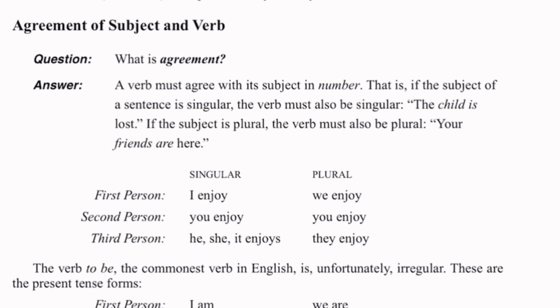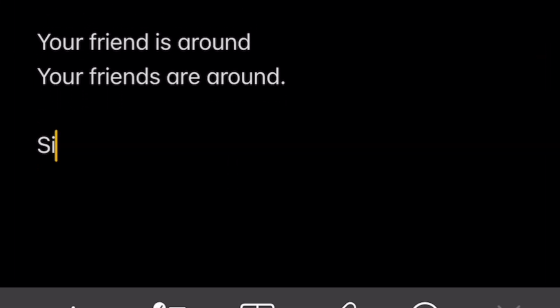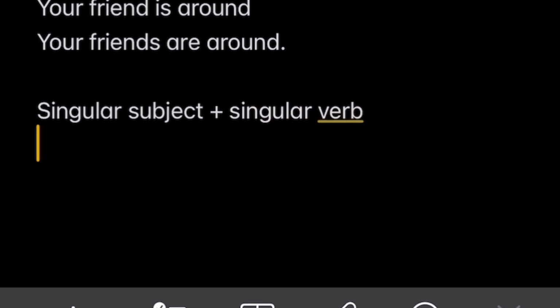Now, for instance, let's look at the singular and plural in first person. I enjoy. We enjoy. You enjoy. You enjoy. Those ones don't change, right? If it is third person, he enjoys. She enjoys. It enjoys. But they enjoy. So the rule says that singular subject goes with singular verb. And in the English language, there's something that is funny.